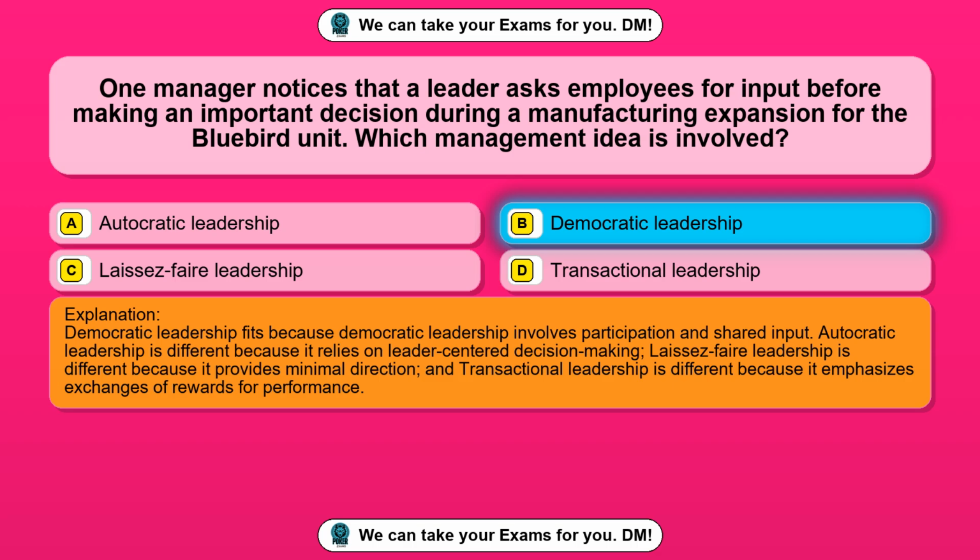Democratic leadership fits because democratic leadership involves participation and shared input. Autocratic leadership is different because it relies on leader-centered decision-making, laissez-faire leadership is different because it provides minimal direction, and transactional leadership is different because it emphasizes exchanges of rewards for performance.